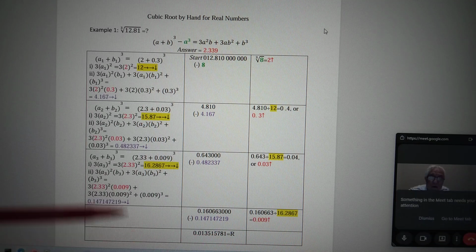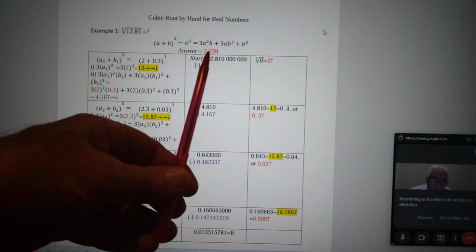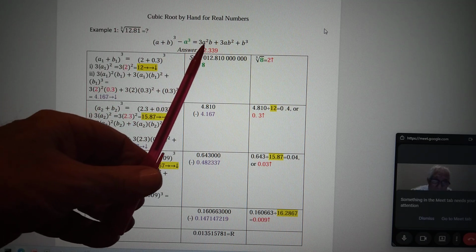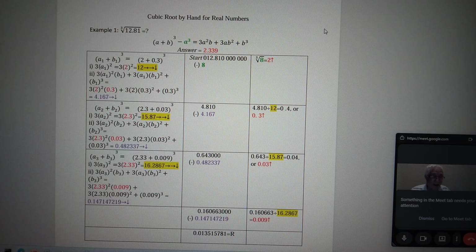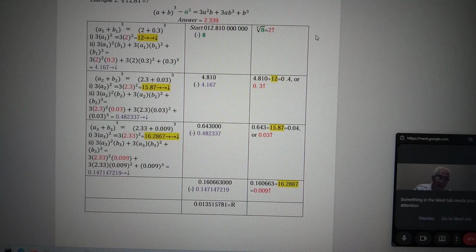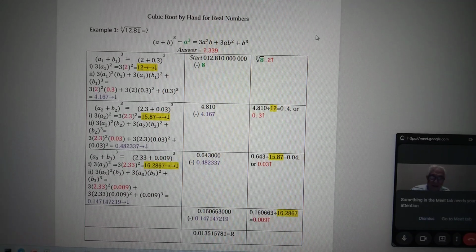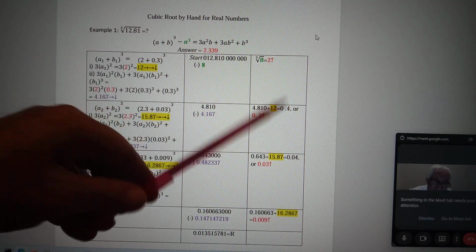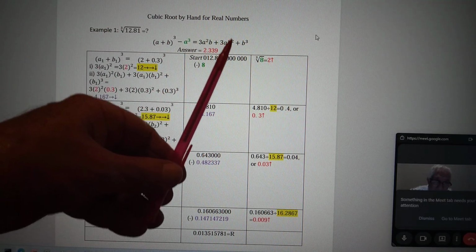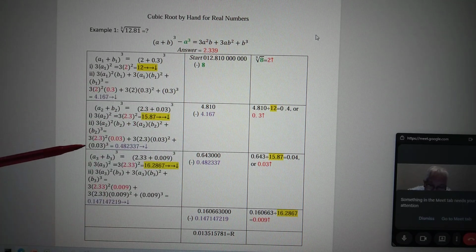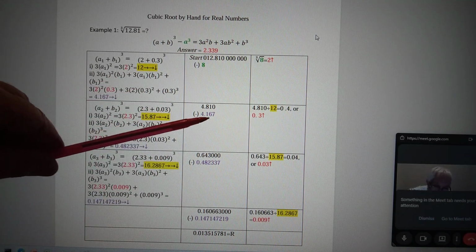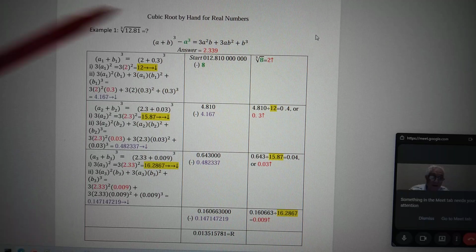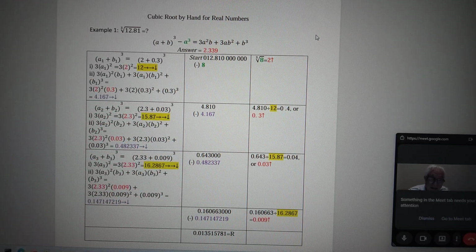You stop. If you need more precision, you can go further. That means the cubic root of 12.81 is 2.339. I know it is not easy, but when you practice yourself, you are using this rule: first, 3a squared, put here, and 3a squared b, 3ab squared plus b squared, you get a number, put it for subtraction. That's it. One for divide and one for subtraction.